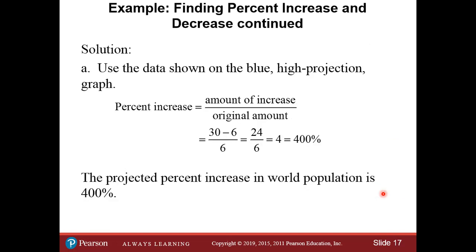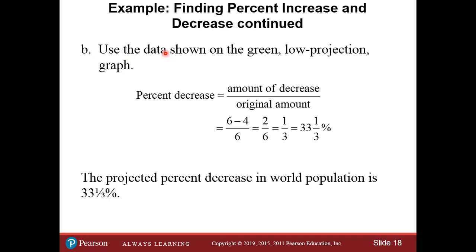Okay, so now in this case here for part A, what was our initial? It was 24 divided by 6, which equals 4. And so that's going to give us a 400% increase, percent change of 400%. Okay, so that's a percent increase. Okay, so the projected percent increase in world population is 400%. So that means it's going to quadruple in that time period.